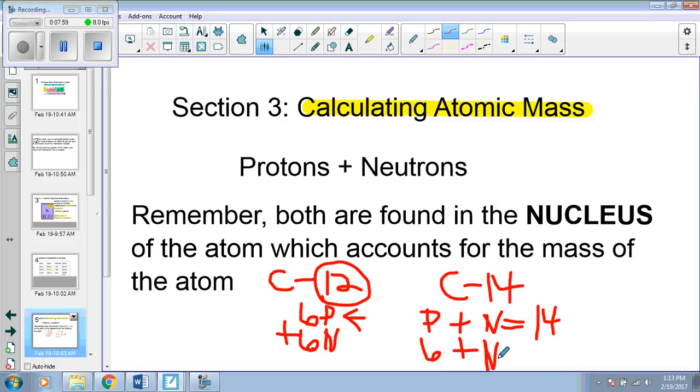how do I solve for n? Well, I'm going to subtract 6 from each side. So 14 minus 6. Now I have n equals 8. So this is just one of those examples that your neutrons can vary, and don't assume just because you see 6 protons, you're automatically going to have 6 neutrons. Make sure you read the question entirely and see what it's looking for.